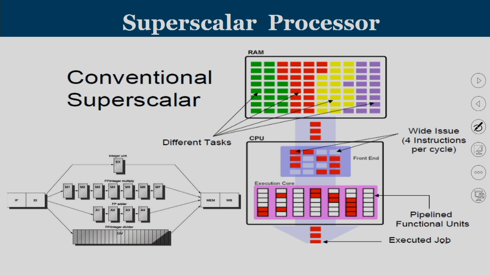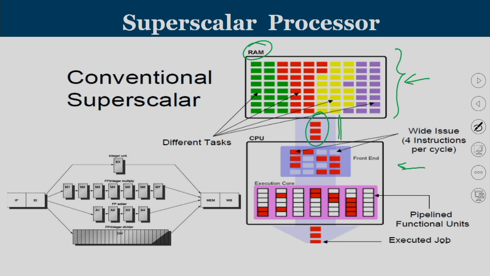Now this is a conventional superscalar processor. This is the logical view of a superscalar processor. The different colors indicate different programs which are stored inside your main memory. So you have different programs. You are going to fetch multiple instructions together into the processor. This is your memory and this is your processor. So multiple instructions are fetched from memory to processor. They are decoded together or issued together, and then you have functional units which will take care of execution.